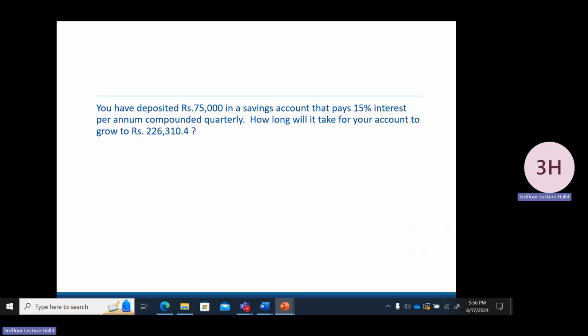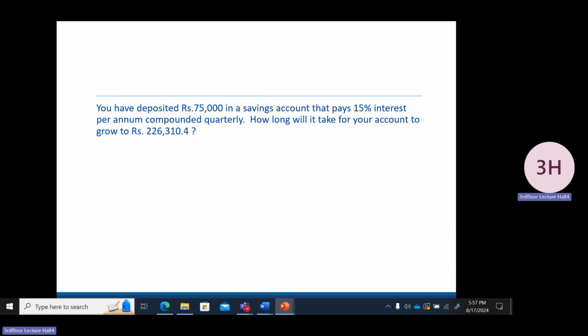So now we have to solve this for X. Once you divide 226,310 by the 75,000, you will get some answer, about 3.017, equal to this.